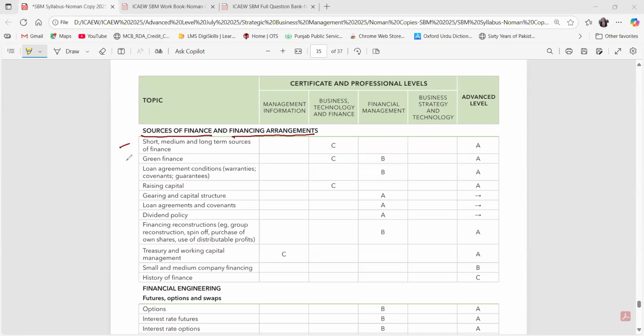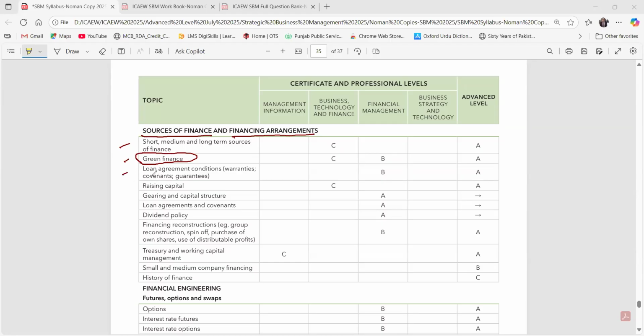Then we have another term, that is basically green finance. As we know, it's a time of sustainability, to apply new areas, to make sure that your environment is safe, your environment is protected. So we need to go for green finance. What is green finance? How is this green finance different from the rest of your finances?